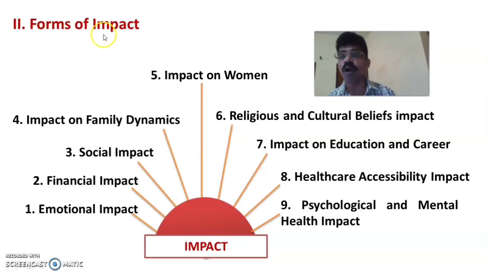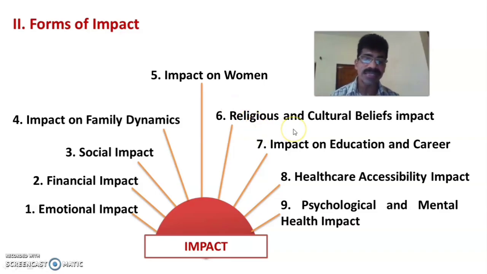Now let us see the forms of impact. What are the different types of impact? There are 9 different forms of impact. First is emotional impact. Second is financial impact. Third is social impact, related to societal. Fourth is impact on family dynamics, family structure or family function. Fifth is impact on women in the family.